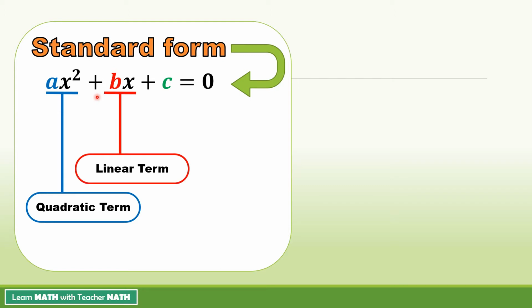Susunod ay ang tinatawag na linear term. Ito ay linear term dahil ang exponent ng ating variable dito o letter ay invisible 1. Ikatlo, ang tinatawag na constant term. Pag sinabing constant term, ito ay pure numbers lamang. Wala siyang kasamang letter or variable.